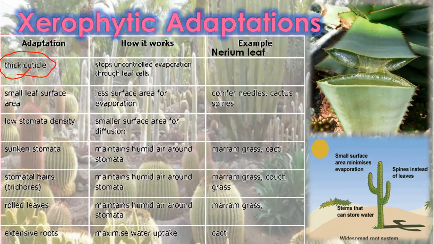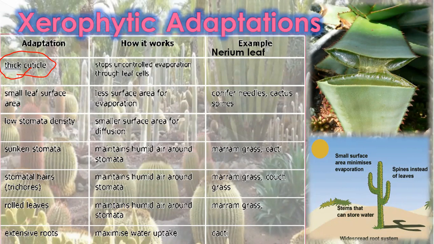That stops uncontrolled evaporation. Thick cuticle means that it is waxy, so it does not allow more evaporation of water from the stems and the leaves.